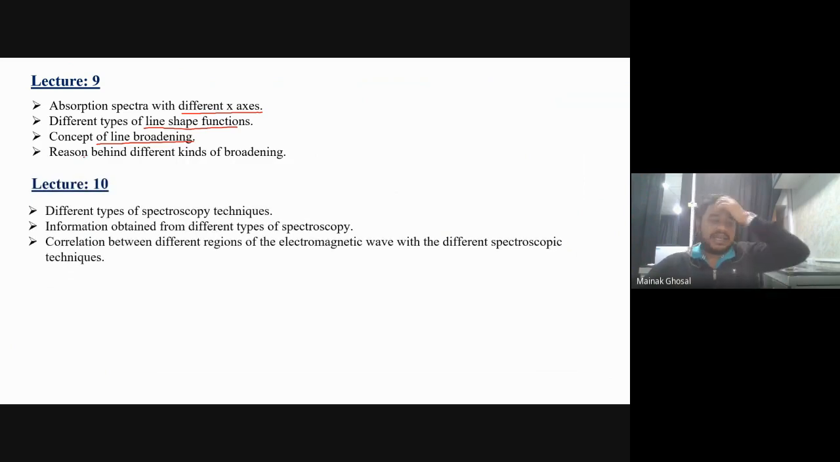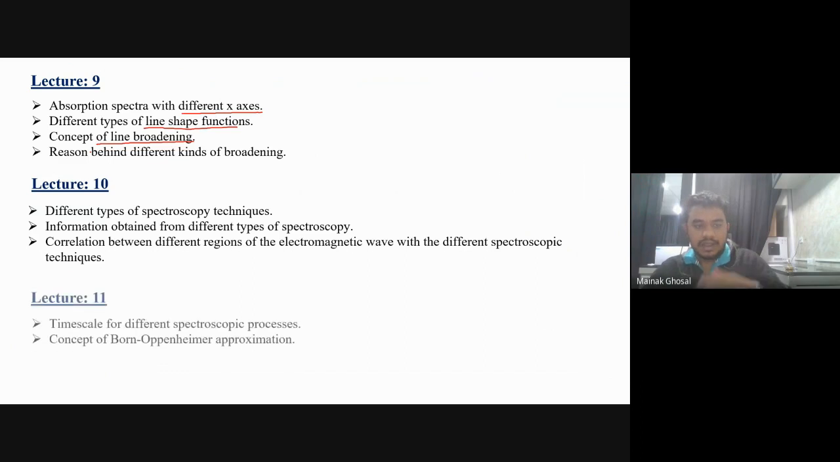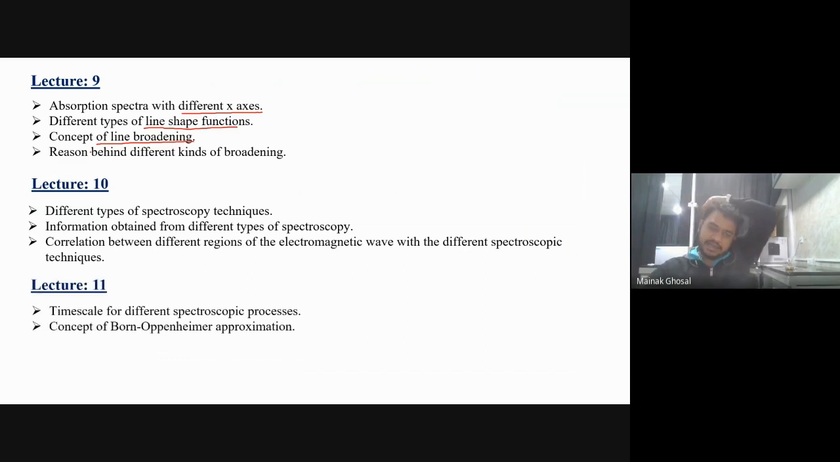Then in lecture 10, different types of spectroscopic techniques were introduced, related to what range of energy or wavelength in the electromagnetic spectrum, and which will give information about what kind of spectroscopy. In lecture 11, there was a discussion about the time scale for different spectroscopic processes, which process takes more time, which is slow, which is fast. That was explicitly explained.